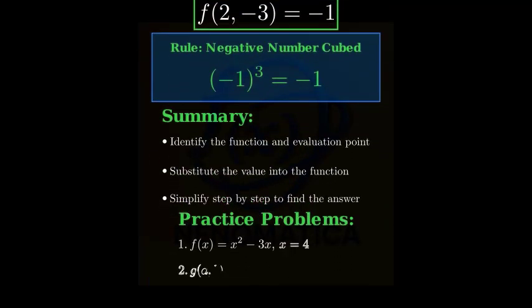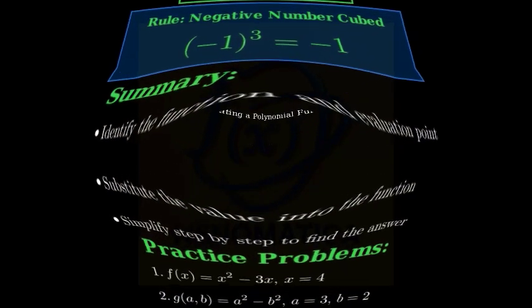Now it's your turn. Try evaluating these functions on your own. f of x equals x squared minus 3x, when x equals 4. g of a, b equals a squared minus b squared, when a equals 3, and b equals 2. Pause the video to solve these. And remember to follow the step-by-step substitution method we've demonstrated.